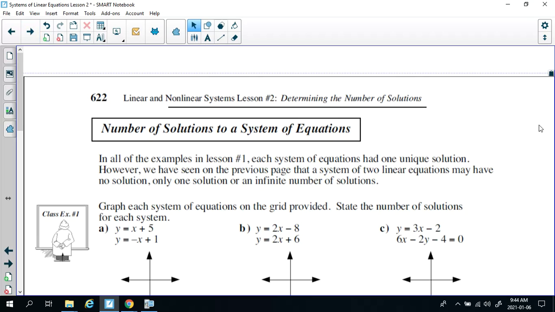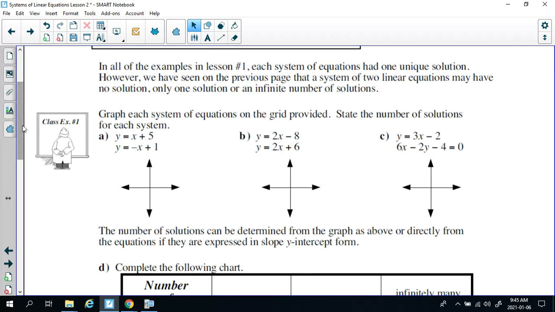Okay, so it says, in all of the examples from our previous lesson, each system of equations had one unique solution. And again, the one unique solution would be the intersection point between the lines that we graphed. However, it is possible for a system of linear equations to have no solution, exactly one solution, or an infinite number of solutions. And in this first class example, we're going to show that. So we'll see what it means to have these three different scenarios.